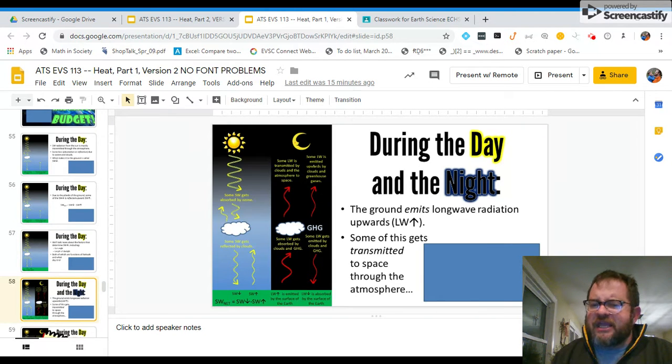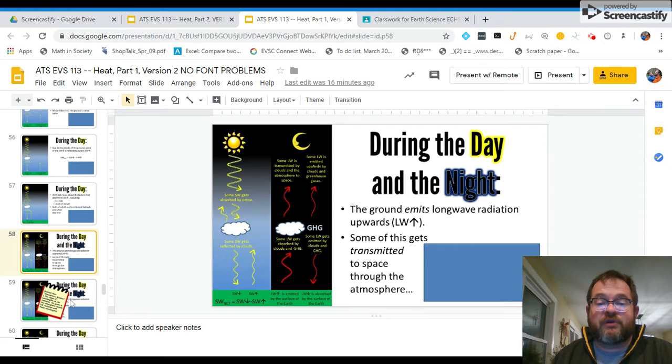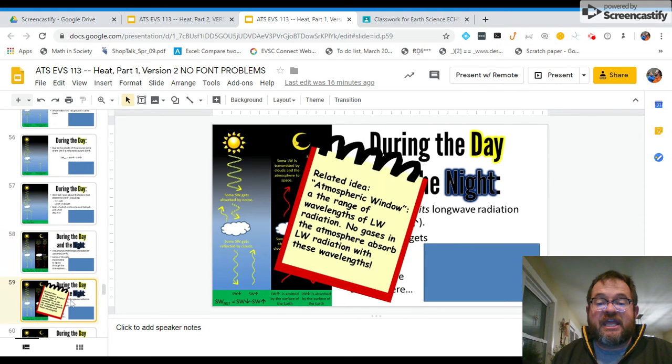But at night, the story is, well, actually, both. I drew it as night there, but actually, this would happen both during the day and the night. The ground is also emitting radiation. Long wave radiation or heat is being emitted upwards. This is long wave up or upwelling long wave radiation. And some of this is going to go right up to space, but some of it is going to get absorbed by clouds and by greenhouse gases in the Earth's atmosphere, like carbon dioxide or water vapor, and then get emitted back down to the surface.